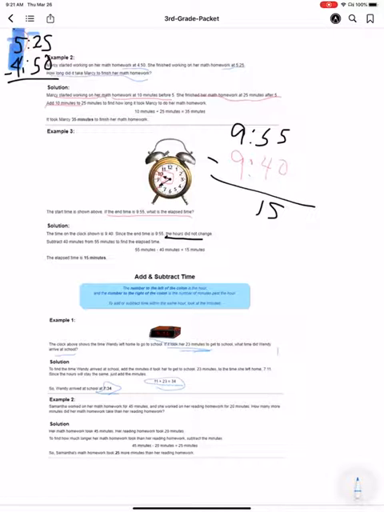Example 2. Samantha worked on her math homework for 45 minutes. There's that number, 45. And she worked on her reading homework for 20 minutes. How many more minutes did her math homework take than her reading homework? So there we have that word. How many more than? I wonder, does that sound familiar to you guys? It should. We've seen this vocabulary before.